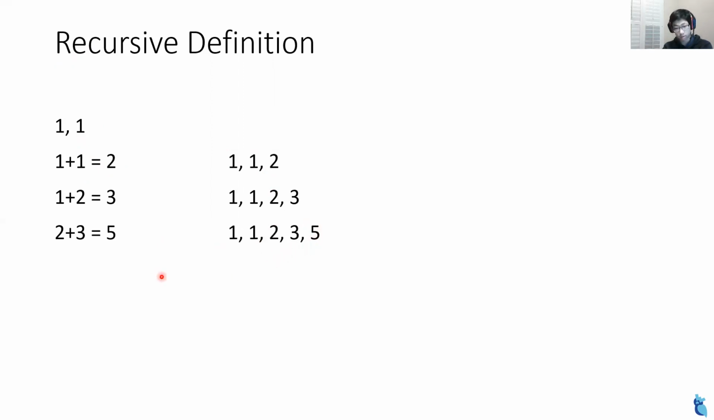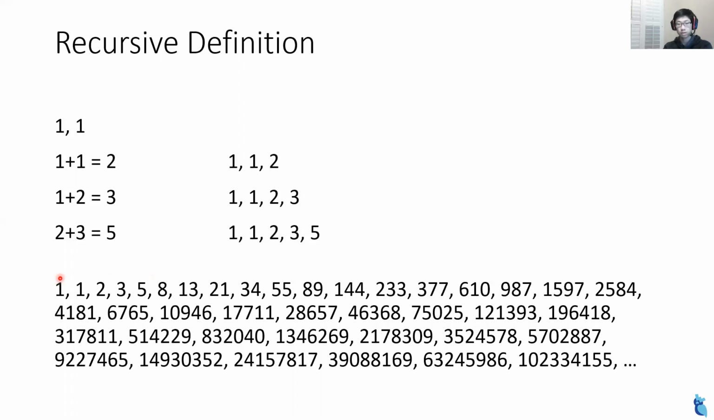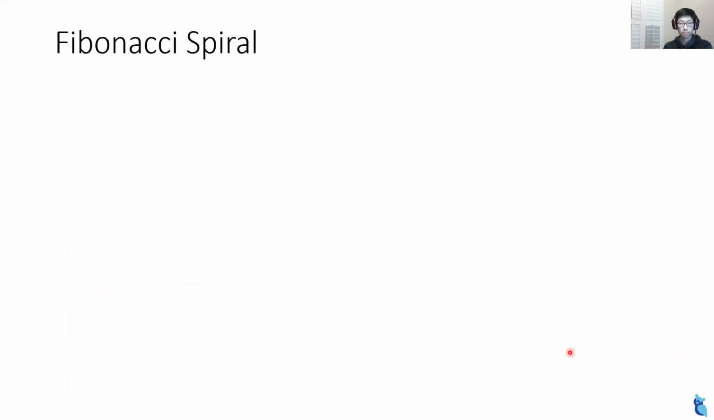And this sort of rule or process can be extended infinitely to create this super long list that goes on until infinity. And in this pattern, you can find all sorts of different unique properties and rules just hidden in there. It's pretty cool.